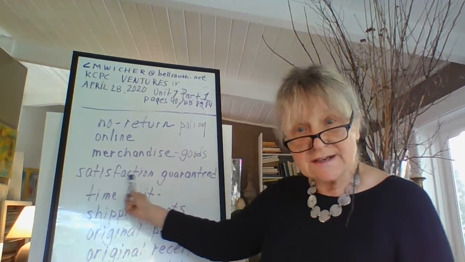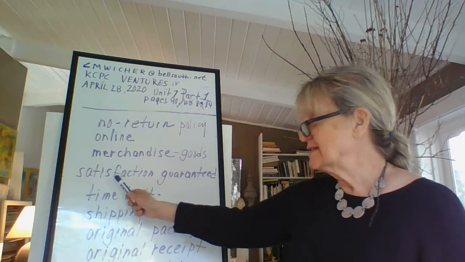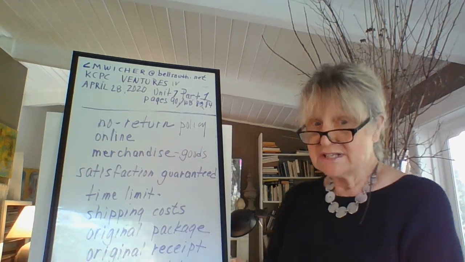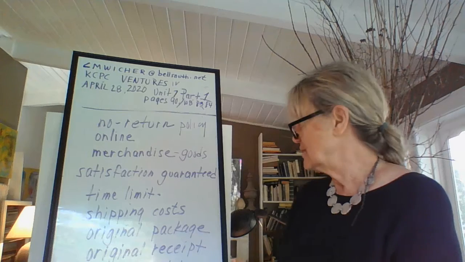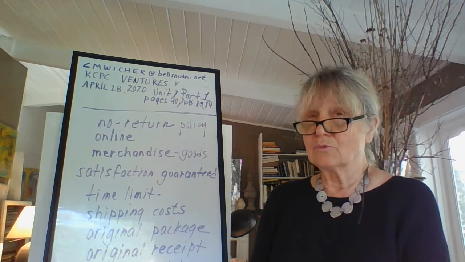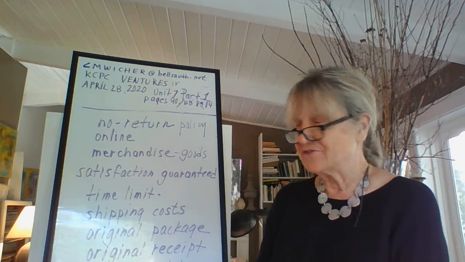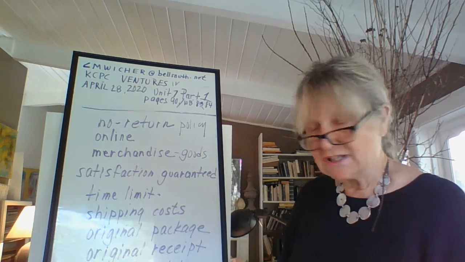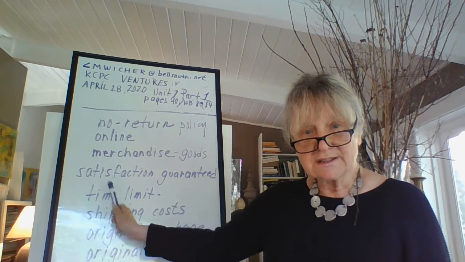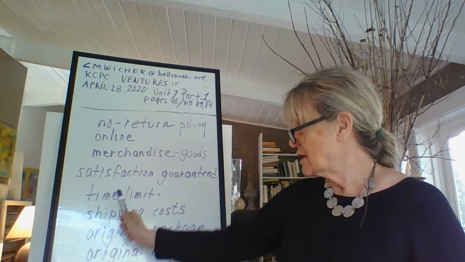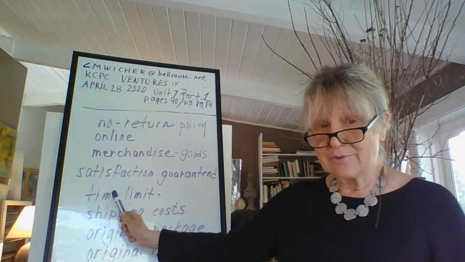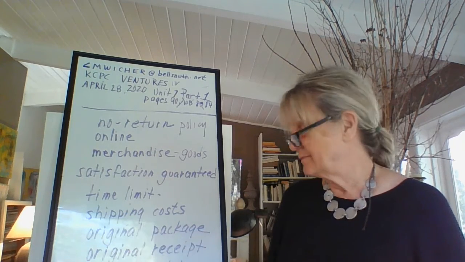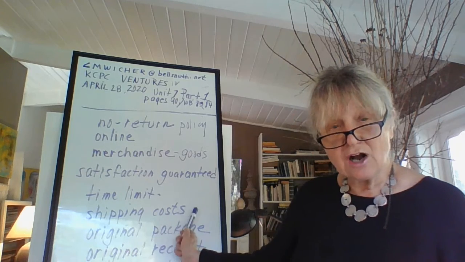The next one, satisfaction guaranteed. What is it? Satisfaction guaranteed. Guarantee is also a promise. It's kind of like policy, rules, promises that they make that they have to keep. So repeat again, what is it? Satisfaction guaranteed. The next one, time limit. No dash, but two separate words. What is it? Time limit. Again, time limit. Next, shipping costs.